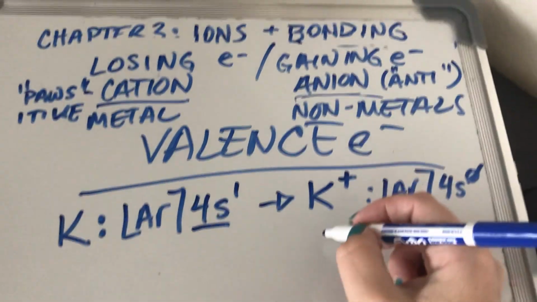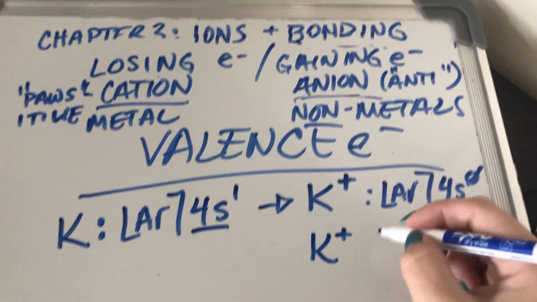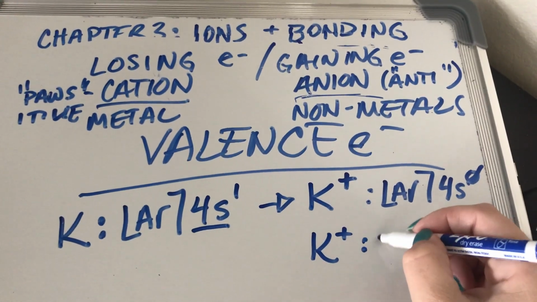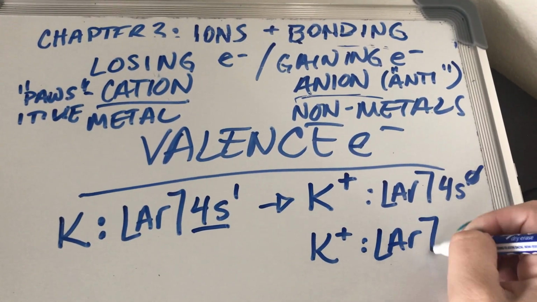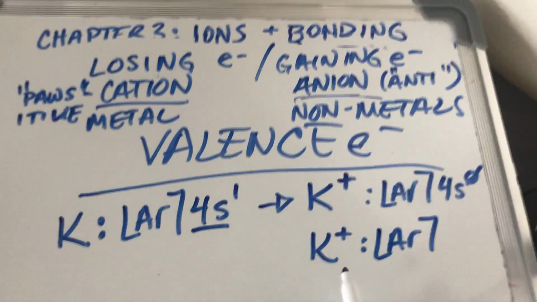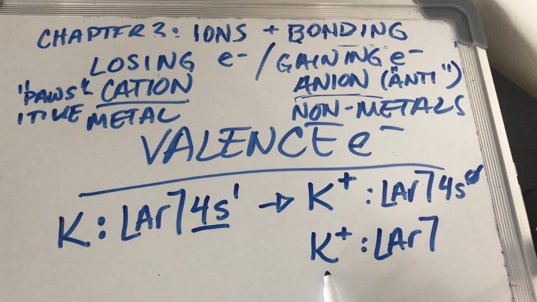But basically, what we're saying is that the potassium ion has the same electron configuration as the noble gas argon, right?